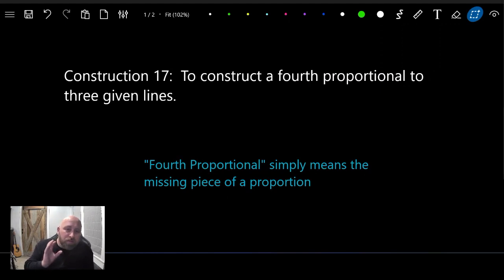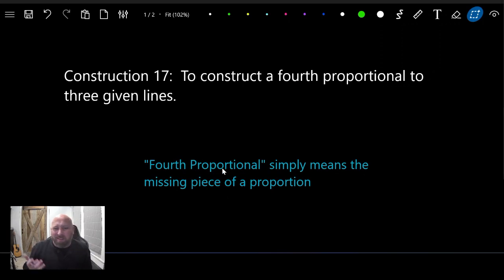So we're going to construct, okay, again, that's what a construction is. It is using just a compass, a pencil, and a straight edge. So no rulers, no protractors, right? We're going to construct these things using just our compass and our straight edge. So what are we going to do? We're going to construct a fourth proportional to three given lines.